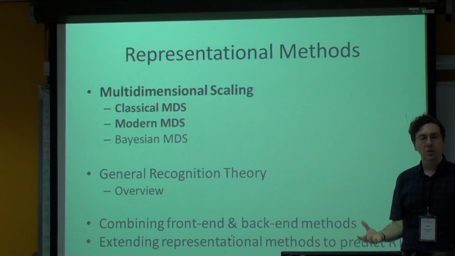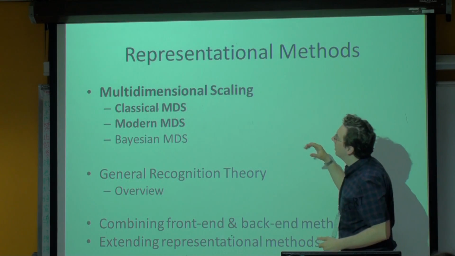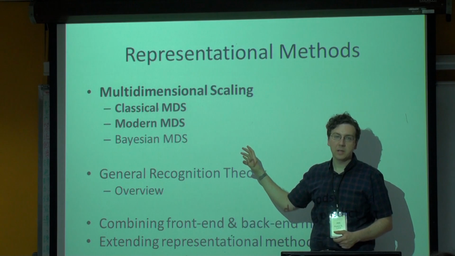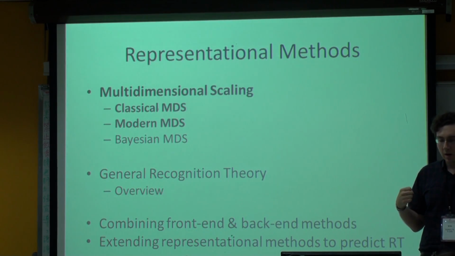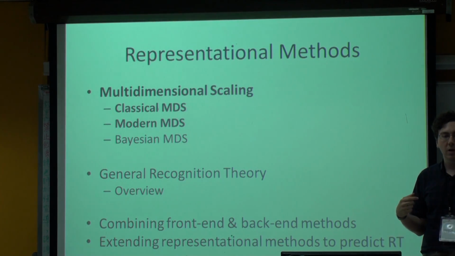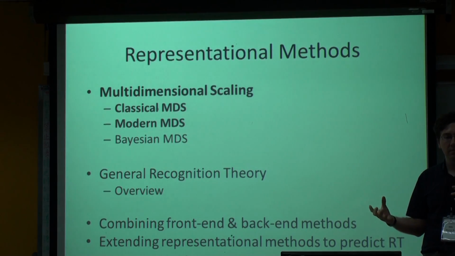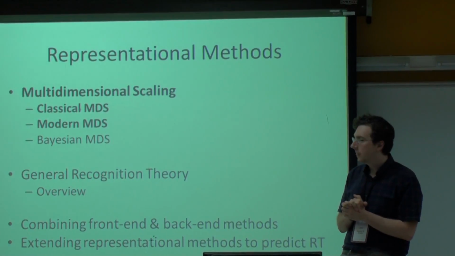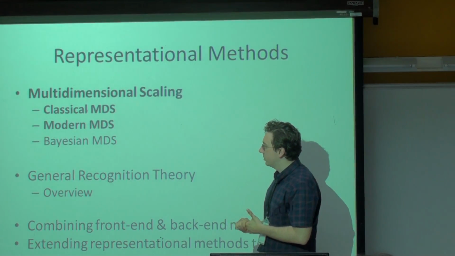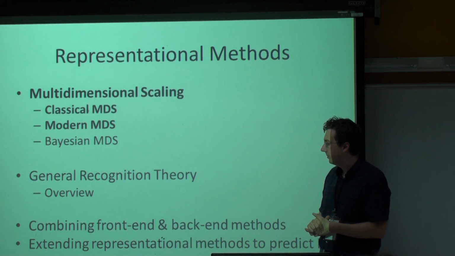So how can we understand what that representation actually is? And I'm going to talk about two different methods for doing that. The first is called multidimensional scaling, and this is a statistical method that's used for taking a set of data describing the proximity between sets of items and then visualizing what the distances are between those items. And I'll show you a few different approaches to this. An alternative to this is general recognition theory.